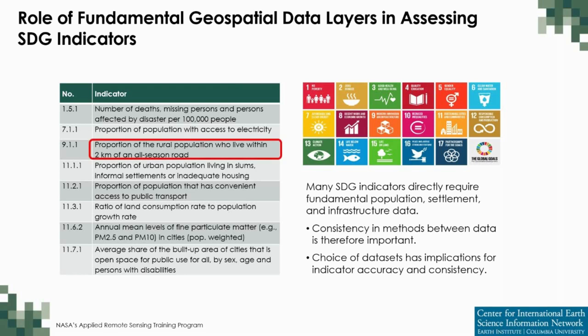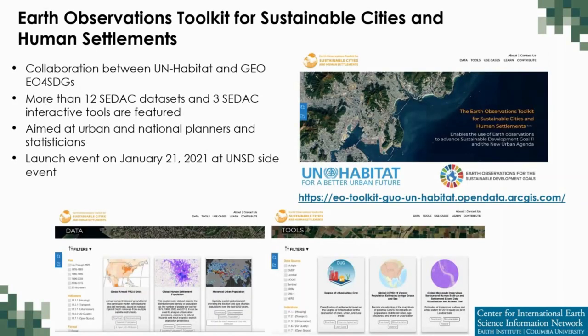And you will hear in a subsequent talk some of our more detailed work on 9.1.1, the proportion of rural population who live within 2 kilometers of an all-season road. And finally, linked with the Human Planet Initiative under GEO, there is an initiative that NASA also helps lead called Earth Observations for the Sustainable Development Goals. They recently worked with UN Habitat to create this toolkit for sustainable cities and human settlements.